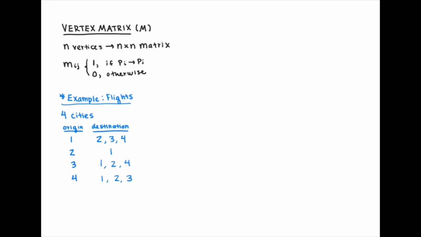because a vertex can't point to itself. For our first example, let's look at flights between 4 cities. The possible flights are listed below. Let's visualize with a directed graph. From 1, we can go to 2, 3, or 4. From 2, we can go to 1. From 3, we can go to 1, 2, or 4. And finally, from 4, we can go to 1, 2, or 3.